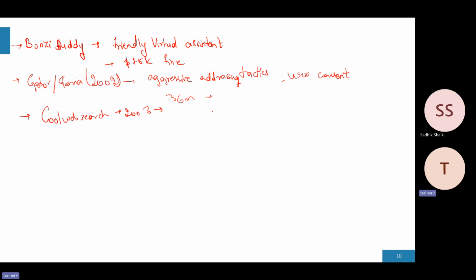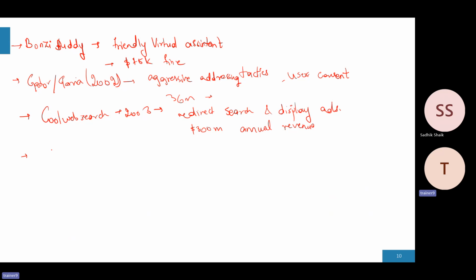Then we have CoolWebSearch, somewhere around 2003, where this adware hijacked a lot of web browsers. It was able to redirect your search results and display ads very easily. Around 2003 it happened, and close to 300 million dollars in annual revenue was generated using this. It hijacked these web browsers and was able to get in.